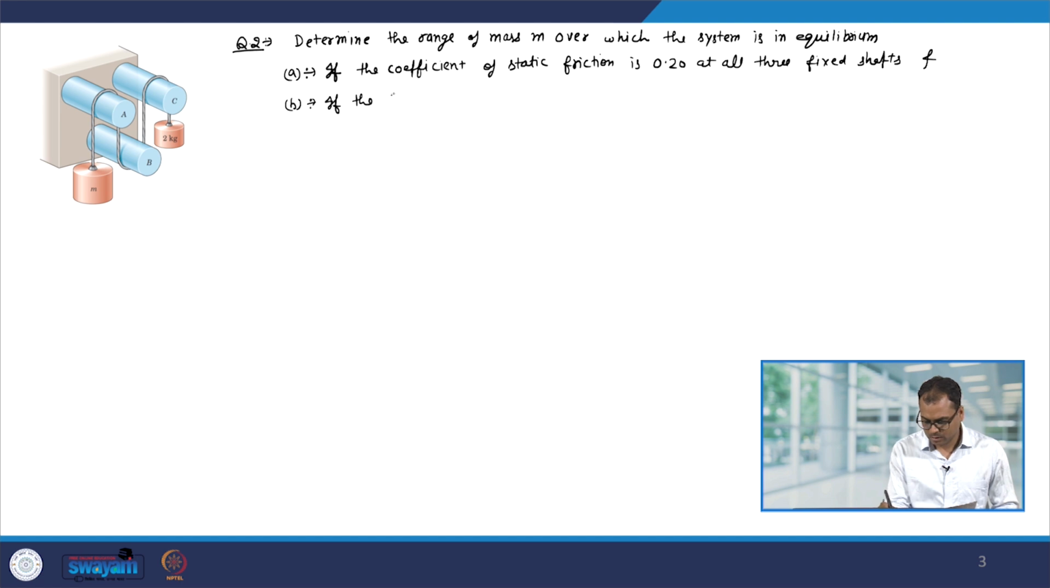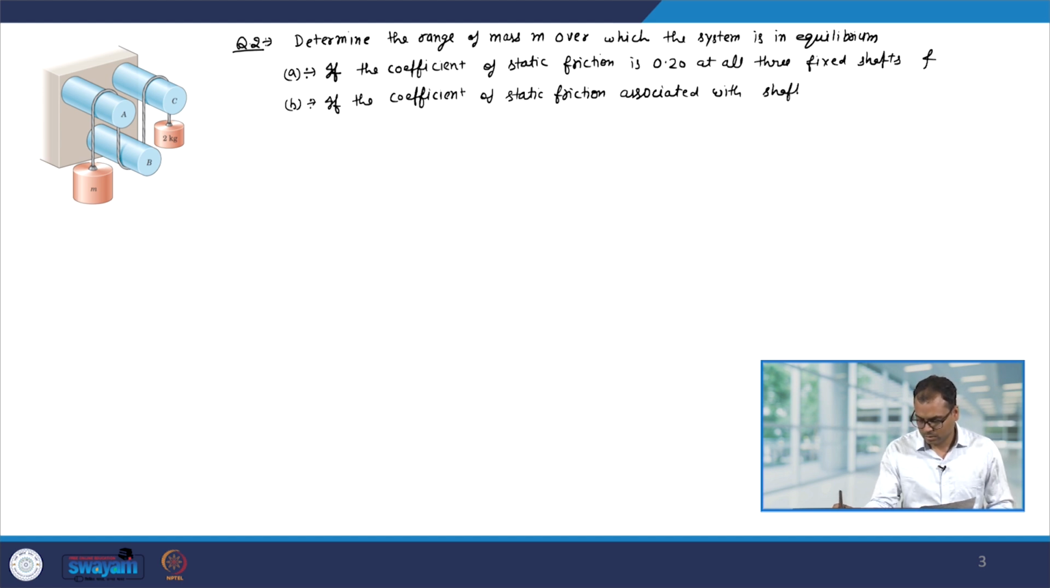if the coefficient of static friction associated with shaft B is increased to 0.50. So, again the concept is the same.